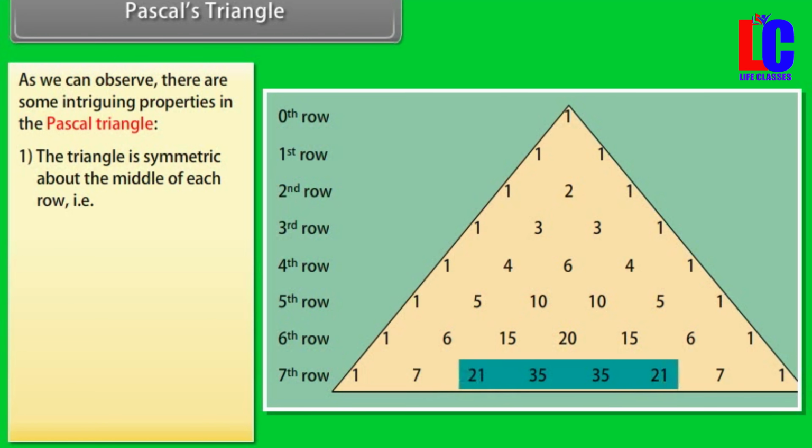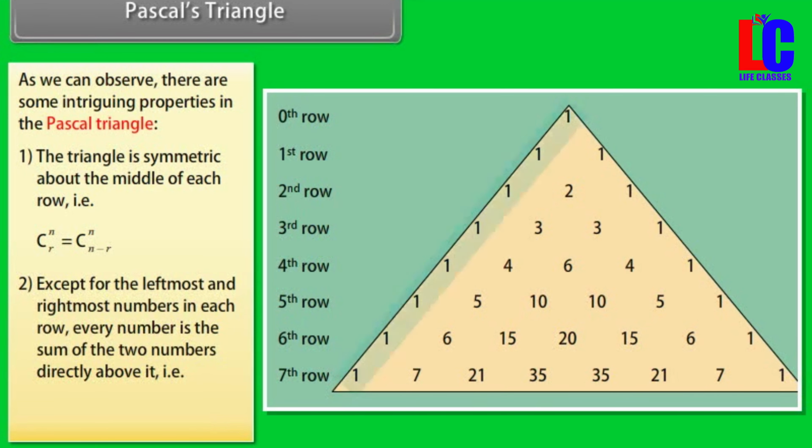The triangle is symmetric about the middle of each row, that is, nCr is equal to nC(n−r). Except for the leftmost and rightmost numbers in each row, every number is the sum of the two numbers directly above it. That is, nCr is equal to (n−1)C(r−1) + (n−1)Cr.